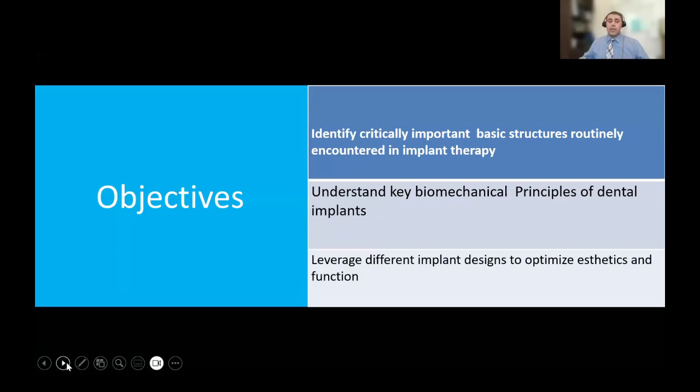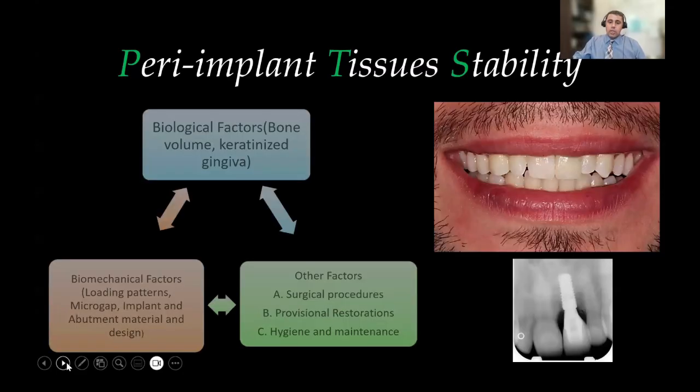The objectives that I would like to achieve today are to help identify critical, important basic structures routinely encountered in implant therapy and how we can work around these structures to achieve success, understand some key biomechanical principles of dental implants and their planning, and leverage different implant designs to optimize aesthetics and treatment planning.